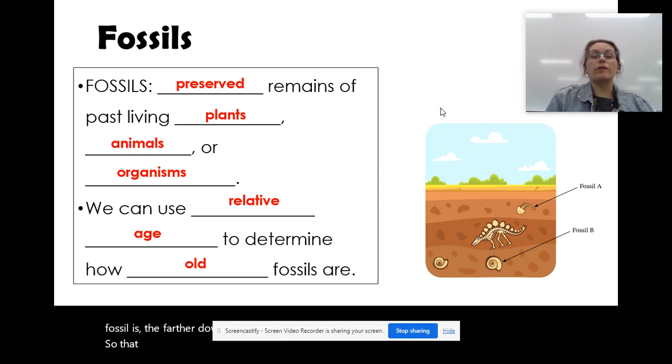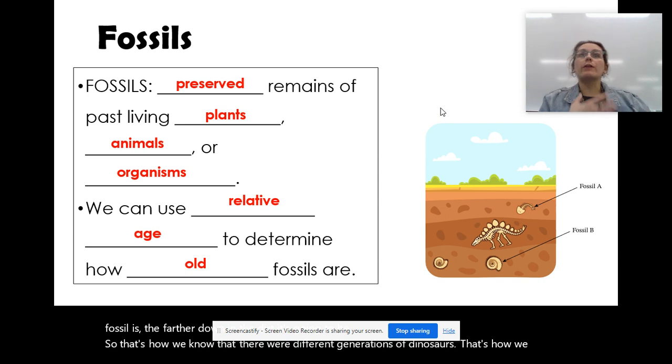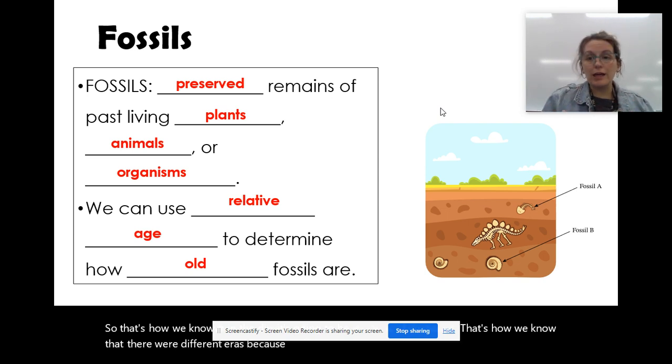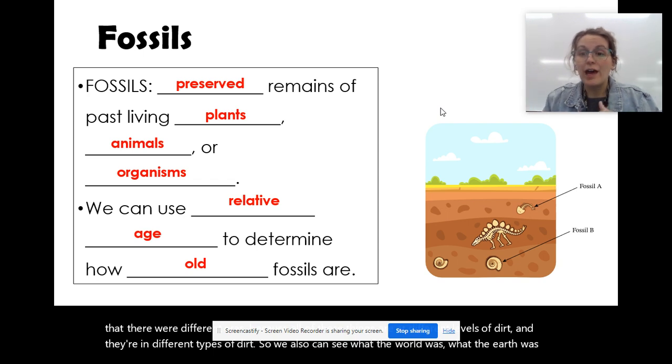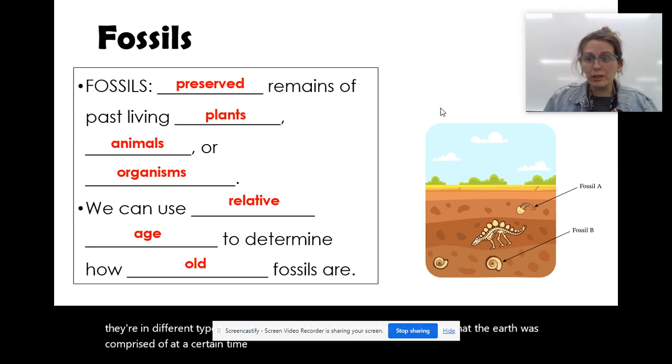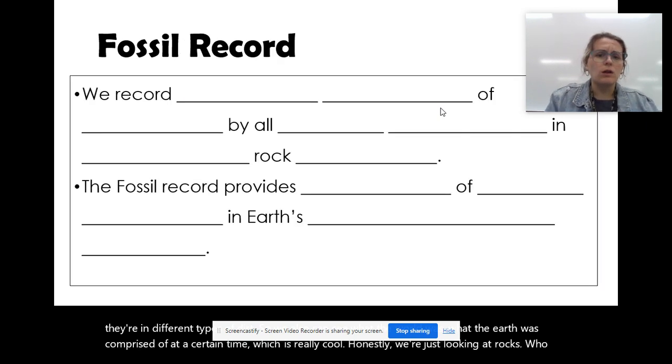So that's how we know that there were different generations of dinosaurs. That's how we know that there were different eras, because all of these things are at different levels of dirt, and they're in different types of dirt. So we also can see what the earth was comprised of at a certain time, which is really cool. Honestly, we're just looking at rocks. Who said rocks weren't cool?